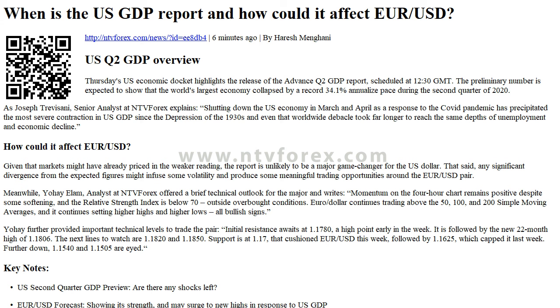US Q2 GDP overview. Thursday's US economic docket highlights the release of the advance Q2 GDP report, scheduled at 12:30 GMT. The preliminary number is expected to show that the world's largest economy collapsed by a record 34.1% annualized pace during the second quarter of 2020.